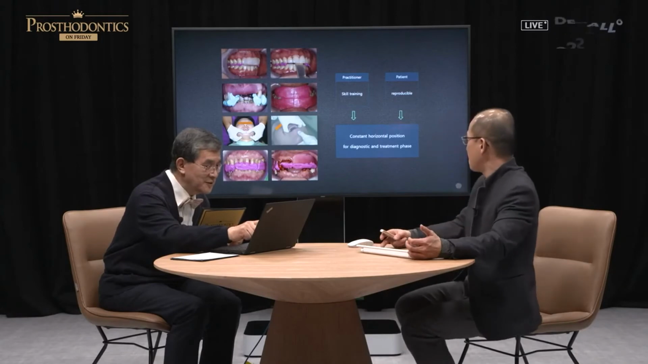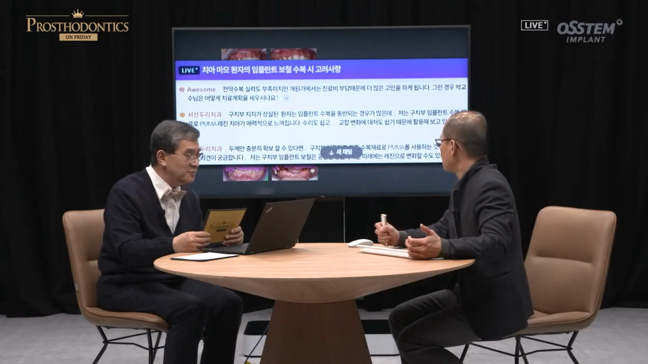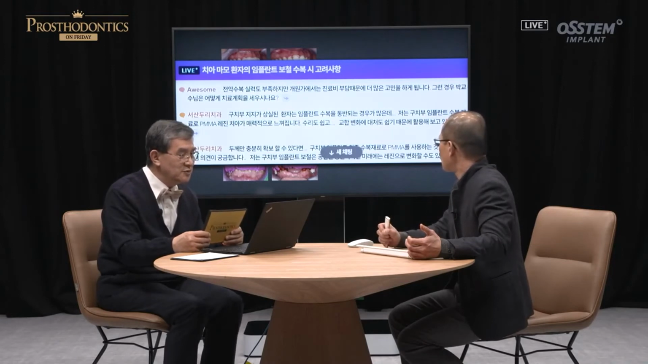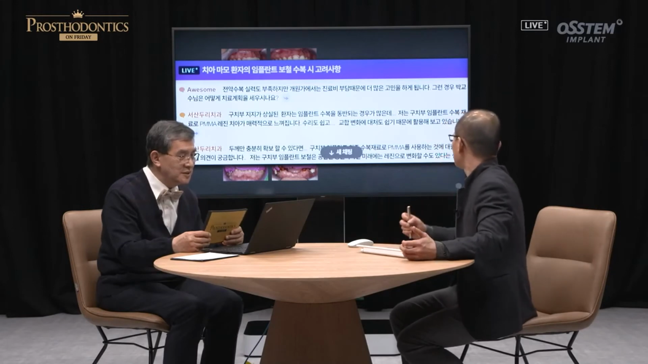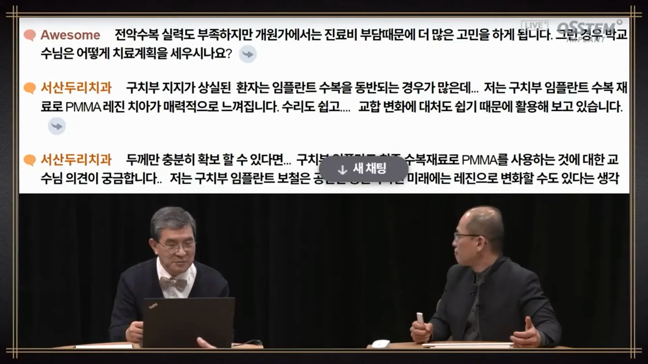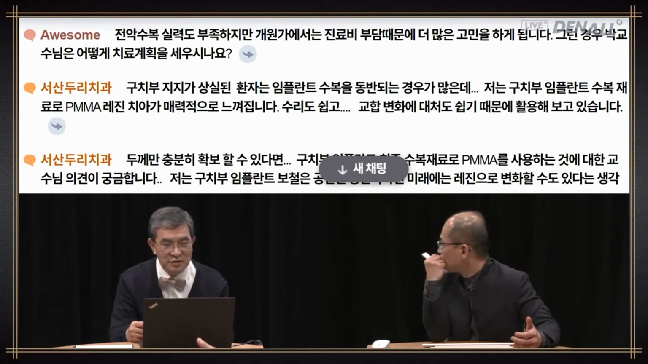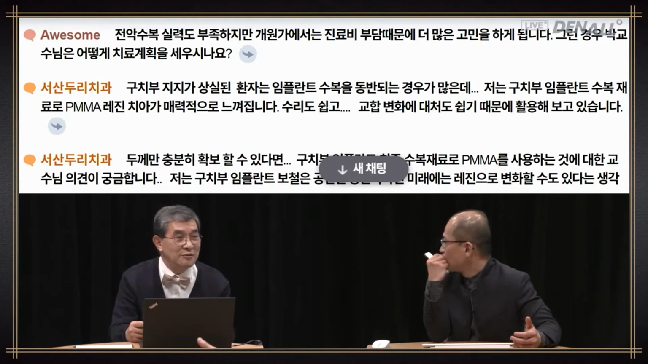Now, another question, from Seosan Duri Clinic. If there is a loss of the posterior support, then implant restoration is what you also need to do. And as a material, PMMA resin looks very attractive. It's easy to use and to respond to occlusal changes. What do you think? Besides using it as a temporary, can you also use that as a final?